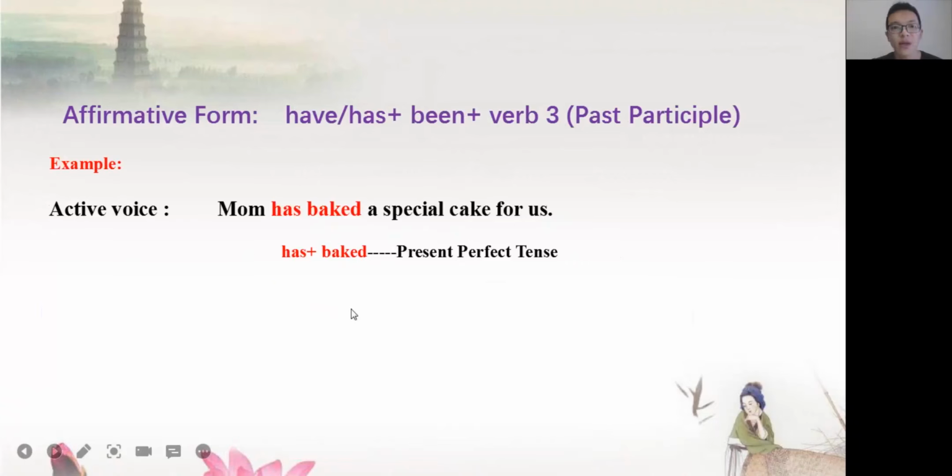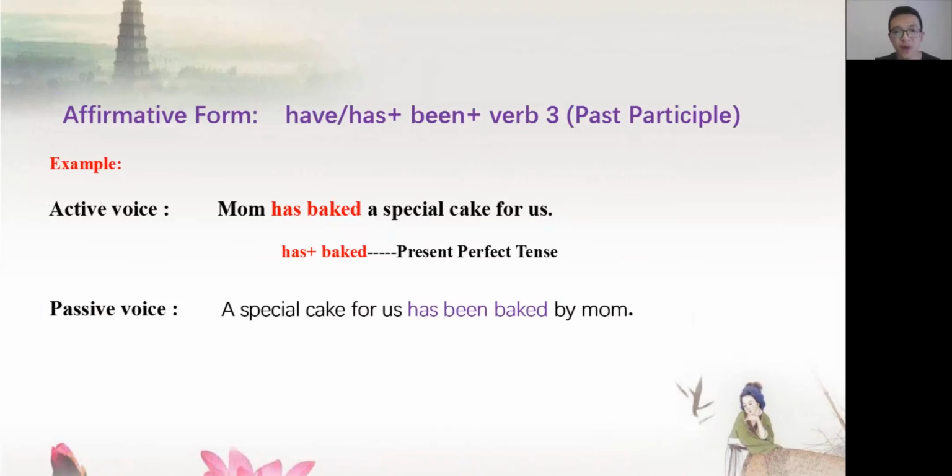So if we want to emphasize a special cake and we use it as the subject, we can say a special cake for us has been baked by mom. Here has plus been plus baked. It is a passive voice in present perfect tense. Okay, so that's the affirmative form of passive voice in present perfect tense.